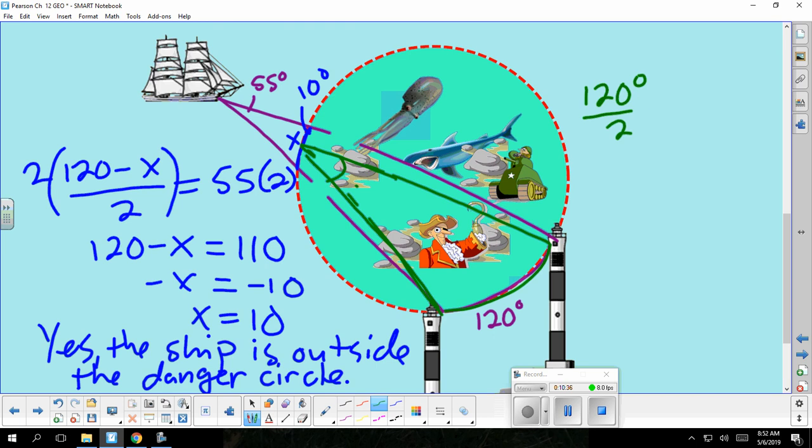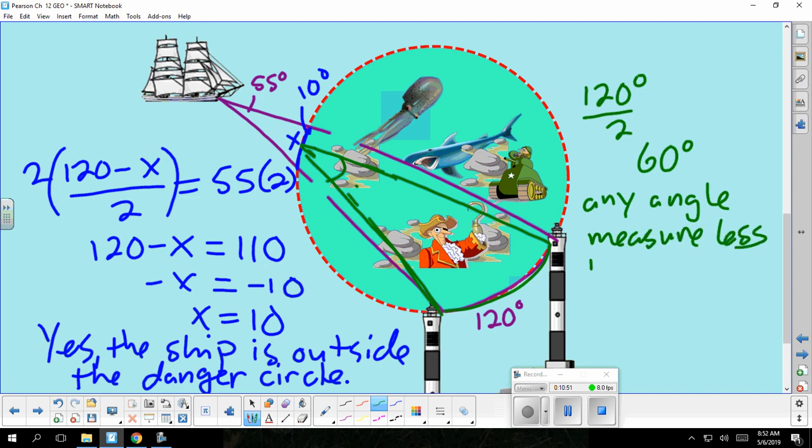So 60 degrees would put him right on the edge of that circle anywhere. So any angle measured less than 60 degrees, the boat is safe. Any angle less than 60 degrees, the boat is safe. So now you can all be ship captains. Thank you.